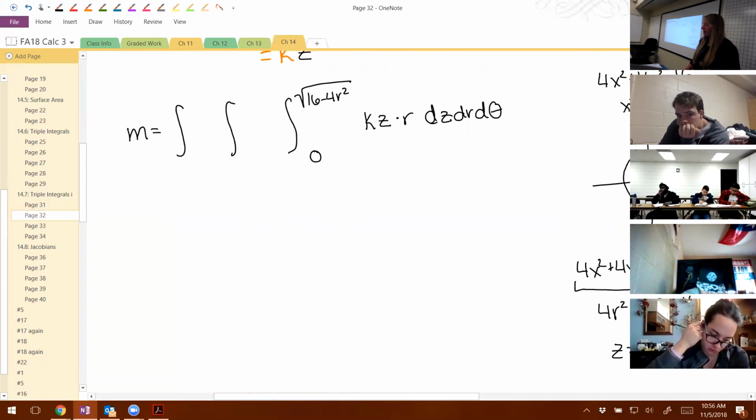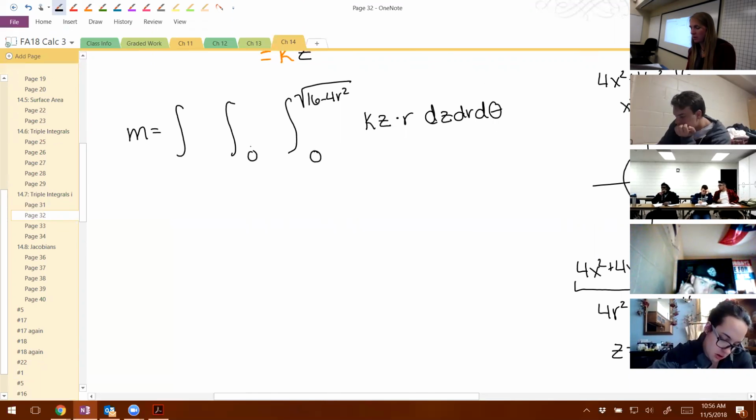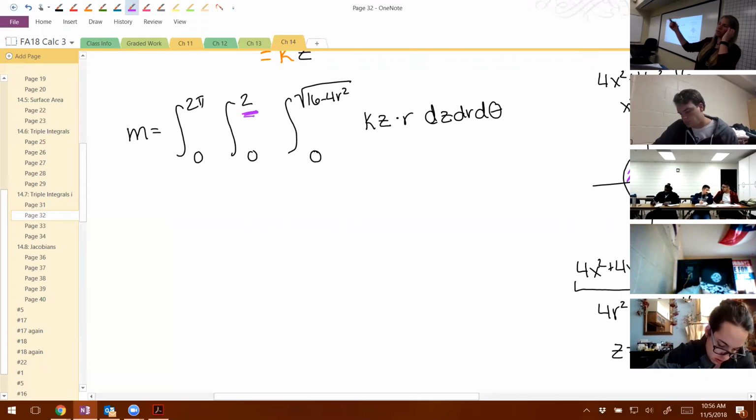What are the limits for r? 0 to 5. No, well, oh, I'm sorry. 0 to 2 and then 0 to 2 pi for theta. Since we're talking about a circle of radius 2 over here, that's why we're going to have from 0 to 2 for our limits. Then the whole entire circle is why I go 0 to 2 pi.